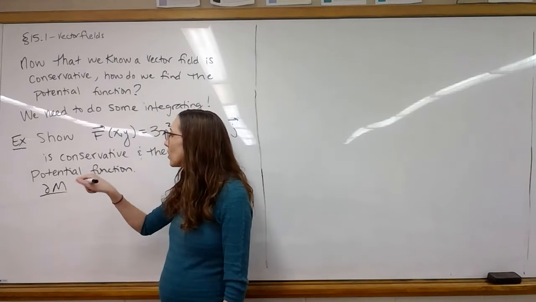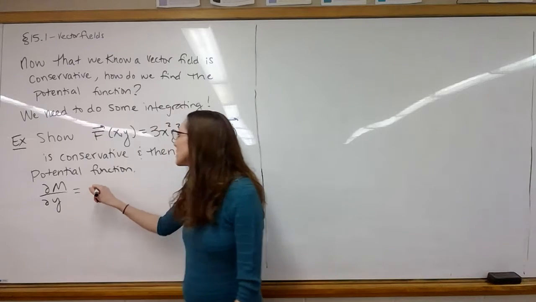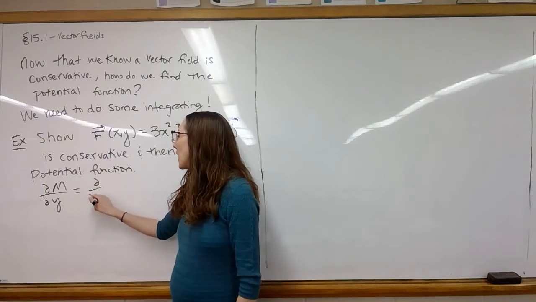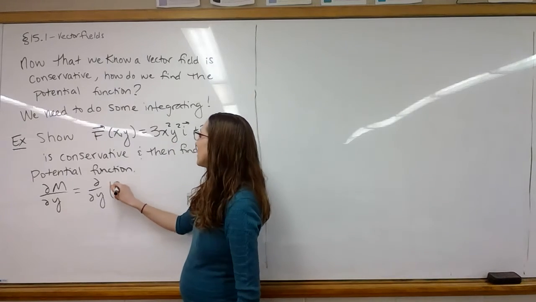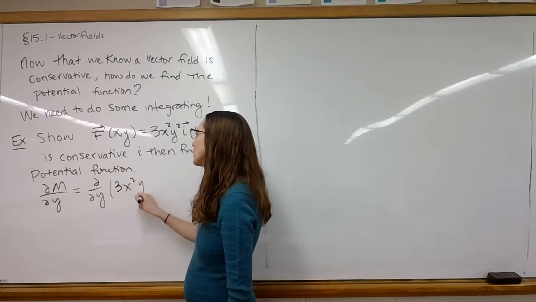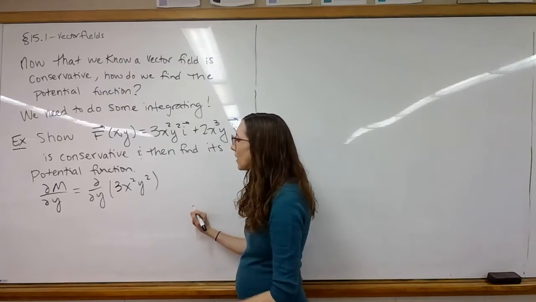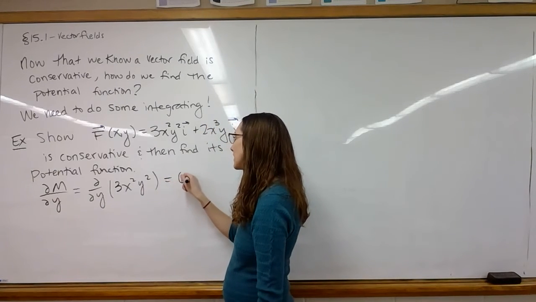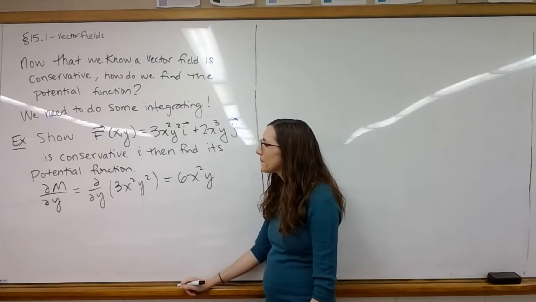M is the x component, so we're going to do that with respect to y. So this is the partial with respect to y of the x component, which is 3x squared y squared. For that partial with respect to y, we bring the 2 down from y, making it 6x squared, and drop the power to a y.